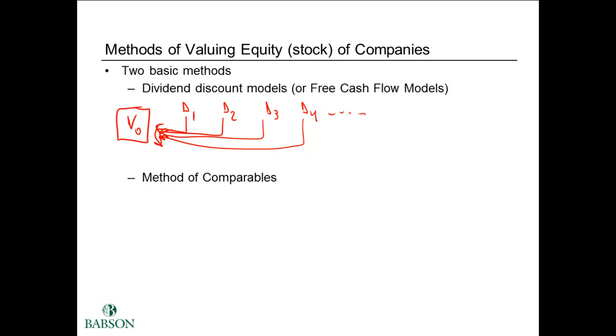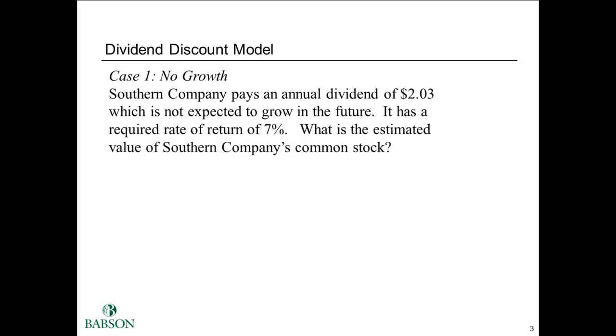The second major method that is used to value the equity of different companies is called the method of comparables or multiples. In that you use industry or peer information to extract the value of what you think your company is worth. So that's what we're going to do during this presentation, at least for the equity valuation part. So let's go through a bunch of examples.